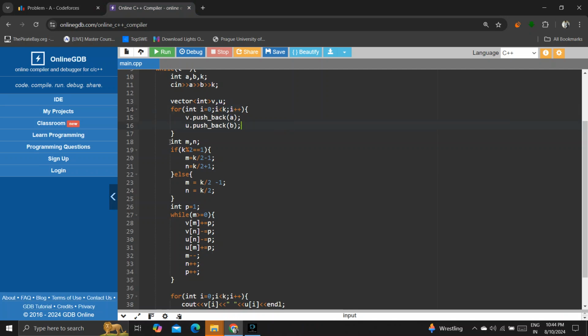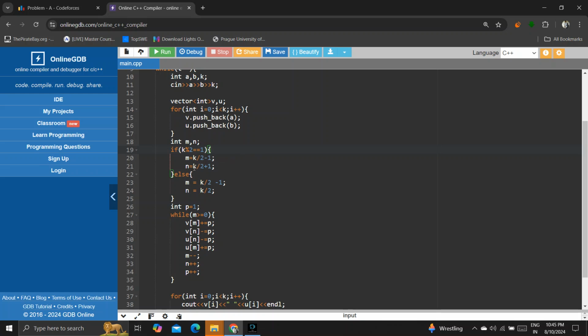Okay. Now what I will do, I will check whether my k is odd or even, right? If it is odd, then what would be my x and y value? m is equal to k divided by 2 minus 1. Okay, so basically if 3 is the value, then 3 divided by 2 would be 1, and 1 minus 1 would be 0.